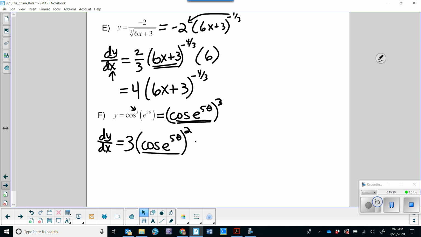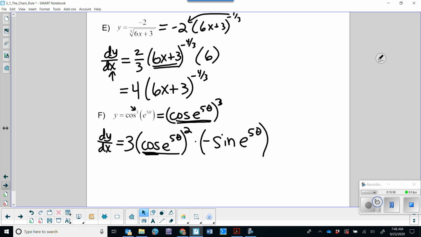So in here, the outside function would be cosine. Again, if I gave you a number and said plug it in, think about all the stuff you would do first, and whatever you would do last is the outside function. So ignore the e to the 5 theta for the moment and just think, what is the derivative of cosine? So that's going to be minus sine, leave this inside alone.